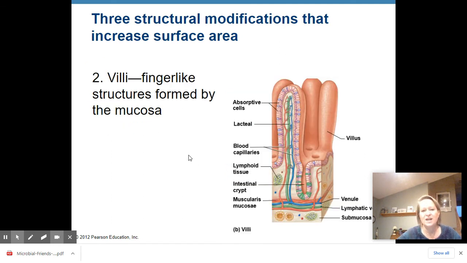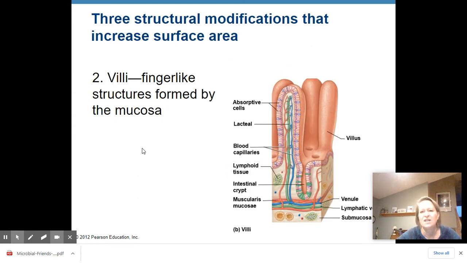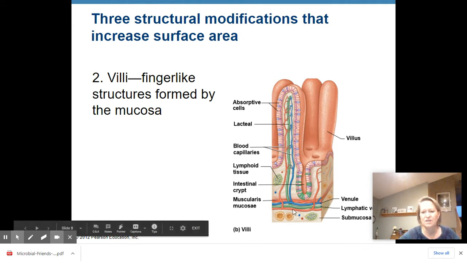So within those circular folds, you can see right here that we have an enlarged region. That's what this is showing. This is the villi. Villi are like fingers. If you think about squishing Play-Doh through your fingers, that would be an appropriate way to think about it. They are really the workhorse because you can see here that we have vessels coming in.